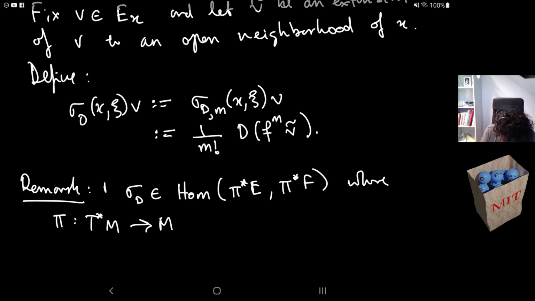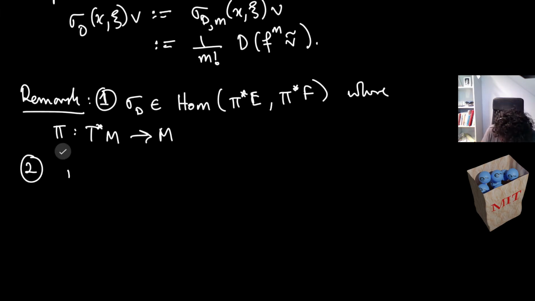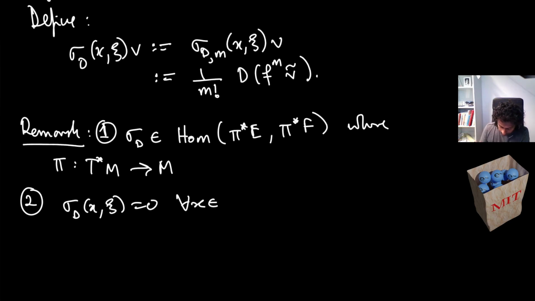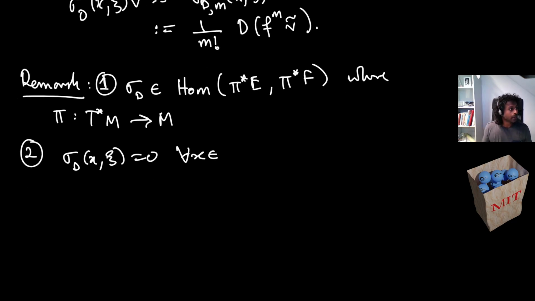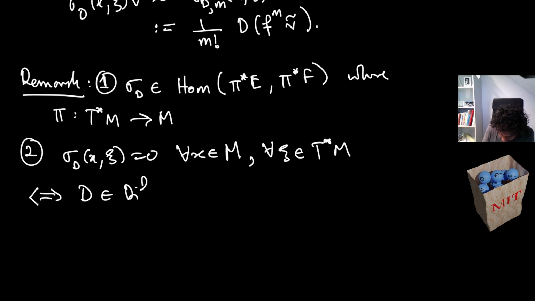The second remark is that if this section is 0 for all x in M and for all psi in T star of M, this is if and only if D is in Diff m minus 1 of E, F.